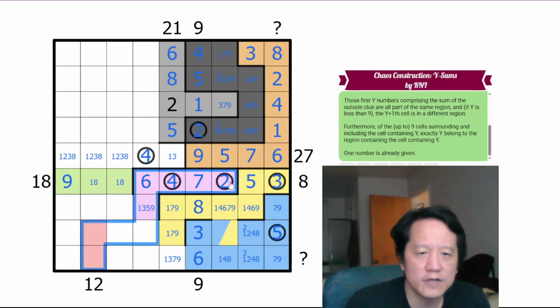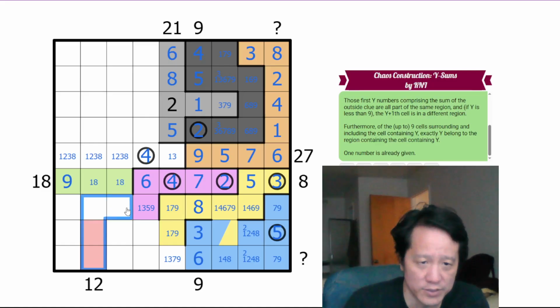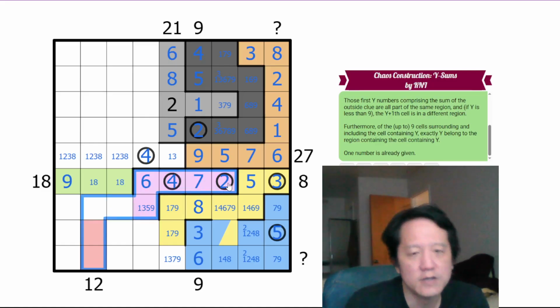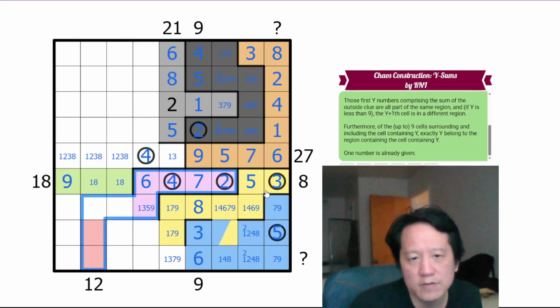6, 7, 8, 9. Does that work? So I don't think that works. Okay, so 1, 2, you could have 1, 2, 3, 4, 5, 6, 7, 8, 9. So if we tried that, we have how many yellows and how many blues?